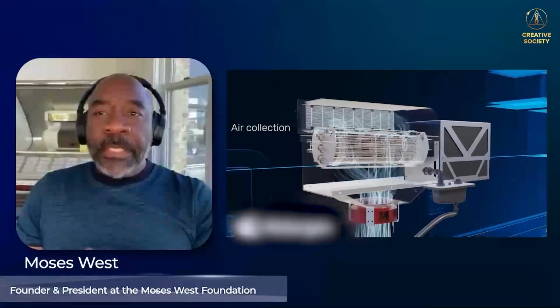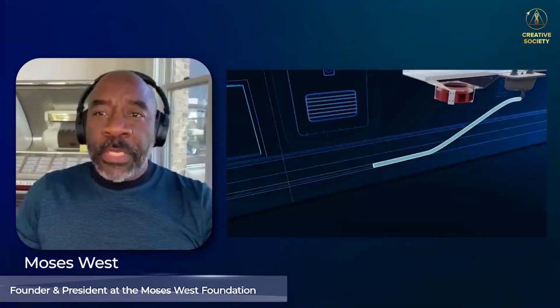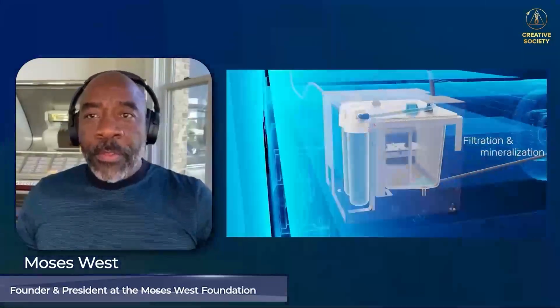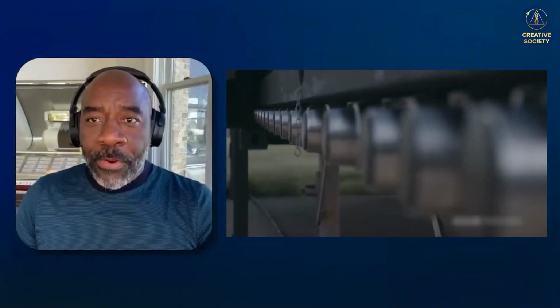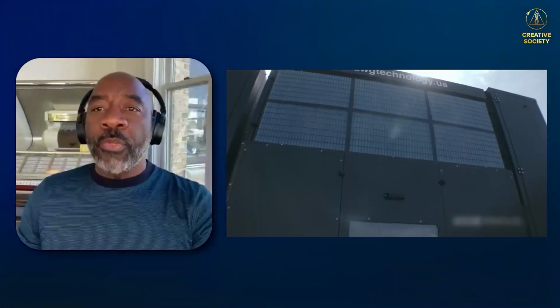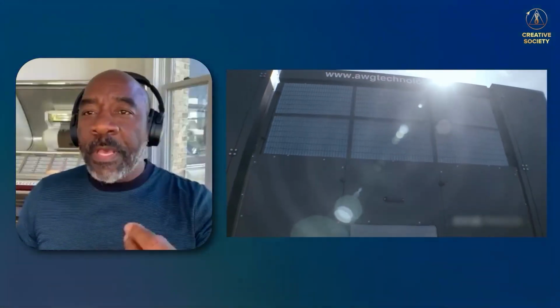The way the machine is designed, the air that comes into the machine is filtered to start with. The moisture is condensed out of the moisture that's in the air. So the only thing that the machine is seeking is the H2O molecule, which is smaller than a piece of microplastic. The filtration strips everything off.